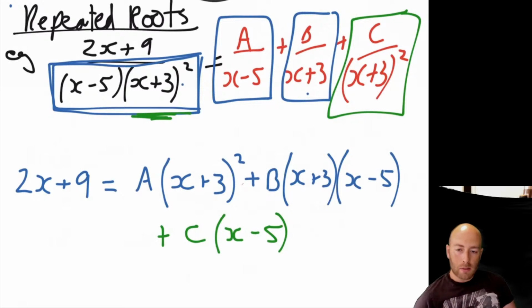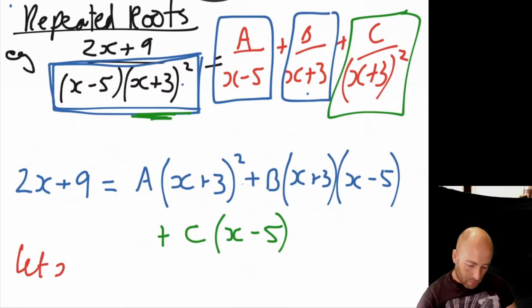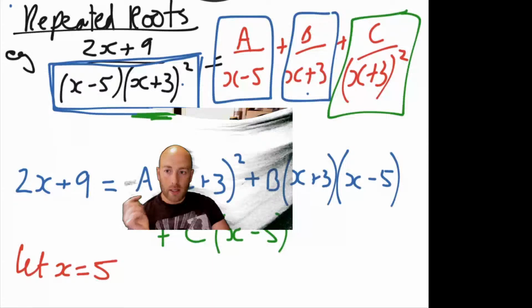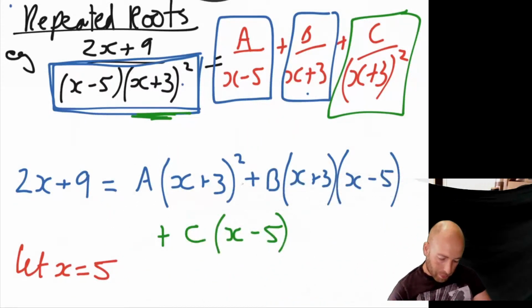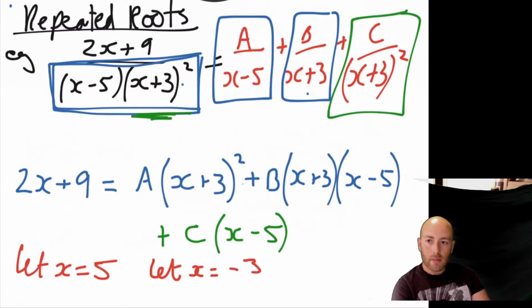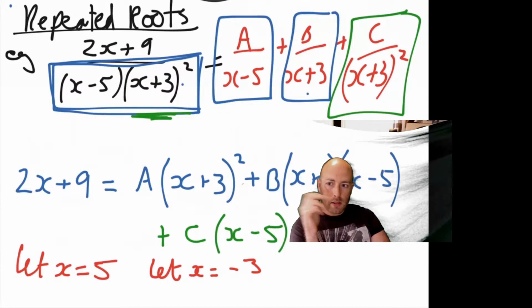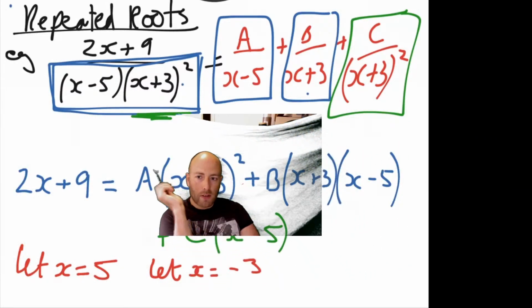Okay, and then it's kind of similar to before. There's going to be one more difficulty though. So what values could we substitute in? Well, we could substitute in x equals 5. And if I put x is 5 in, it's going to make this one disappear and this one disappear, and then we can find a. So that's fine, we can find a by using this. I could then let x equal minus 3. And if I let x equal minus 3, this one's going to disappear, this one's going to disappear, and we can find c. So far we found a and we found c.